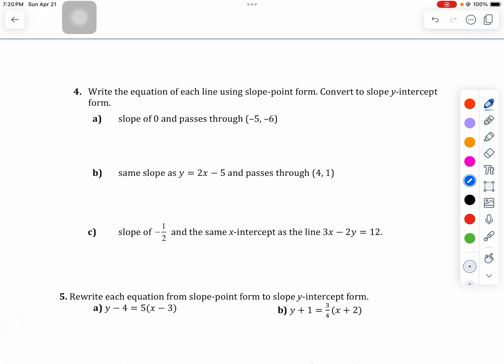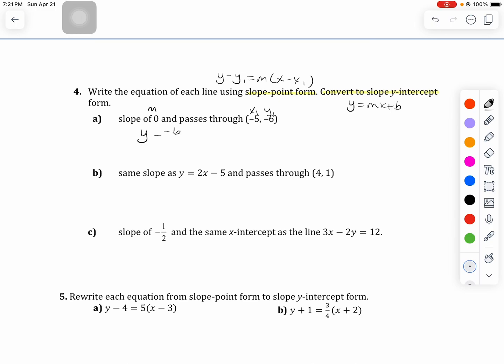So question 4, things get a little bit, there's a couple of challenging concepts here. We just really need to read this one super carefully. It says, write the equation of a line using slope point form, then convert to slope y-intercept form. So slope y-intercept, there's our y equals mx plus b, and slope point, y minus y1 equals m times x minus x1. And this one says, write the equation of a line with a slope of 0 passing through negative 5, negative 6. And so they give us the slope. Here's our x1, y1, and here's our slope.